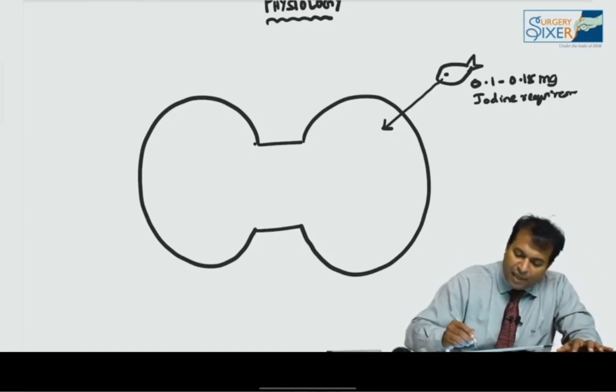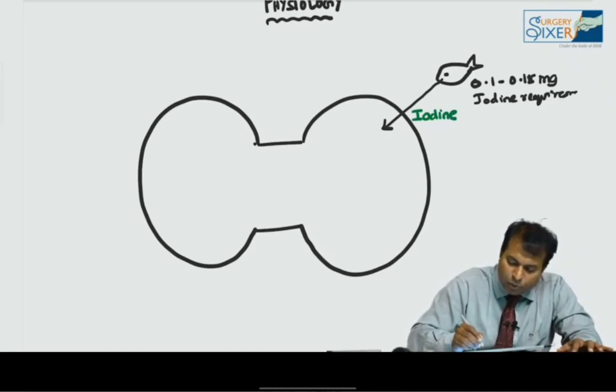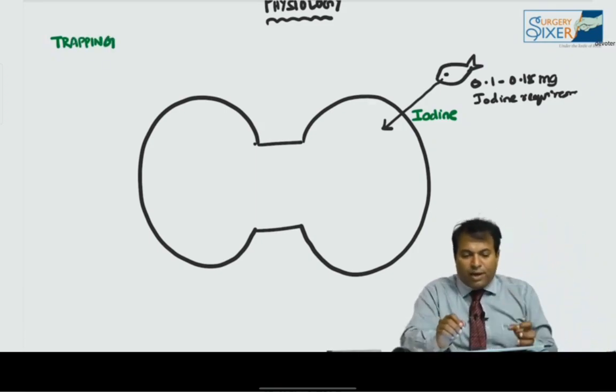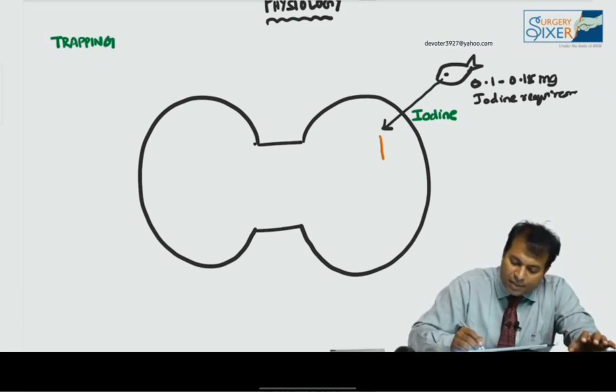That is immediately trapping the iodine present in the fish. Iodine is trapped into the gland. So the first step is trapping. As you eat a fish, iodine is trapped. Then the iodine is oxidized to iodide. Please don't forget it is oxidized to iodide. That is the second step.